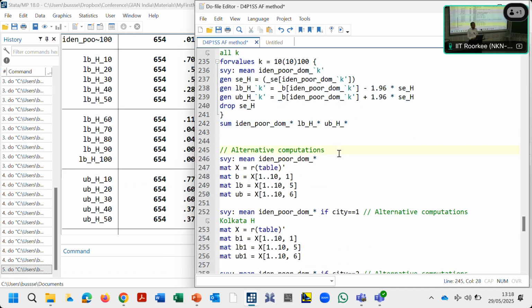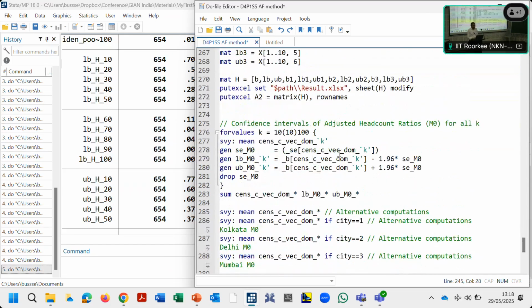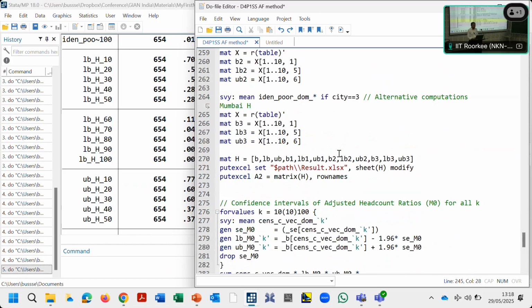Now I'll show you an alternative computation, because you are sitting here computing everything, and they were expecting us to copy and paste everything. Okay, not bad, work hard. I will show you an alternative way of computing. It's a bit complicated, but you can export all the results together in an Excel file. I'll show you one example.